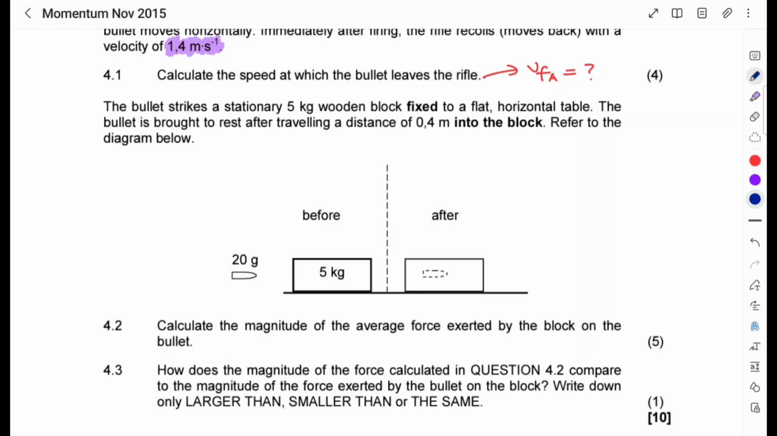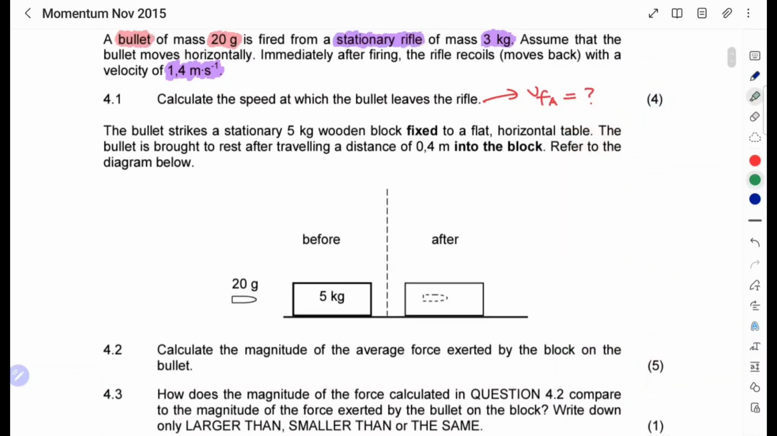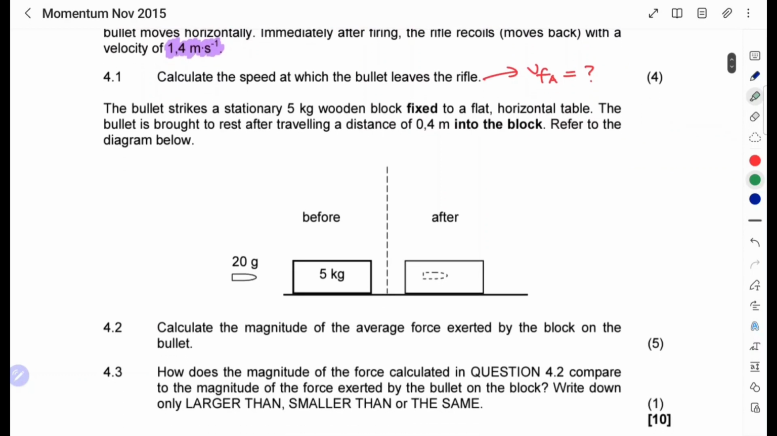Okay, so let us read this paragraph and highlight the important values. We'll use green for B this time so we don't confuse it with the rifle values. So let's start. It states that a bullet strikes a stationary 5 kg wooden block. So this wooden block is stationary and it has a mass of 5 kgs. Keep in mind that because this block is fixed to the table, its initial velocity is going to be 0 and its final velocity is going to be 0.